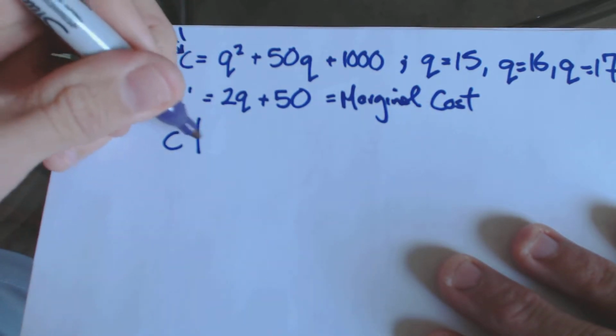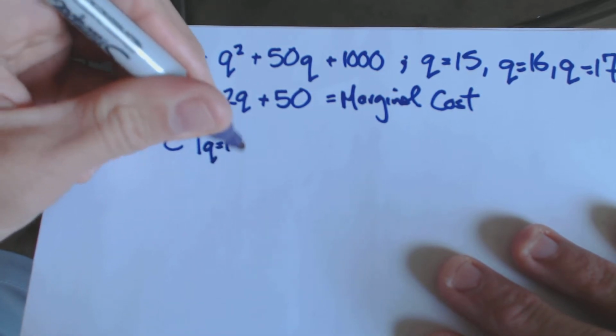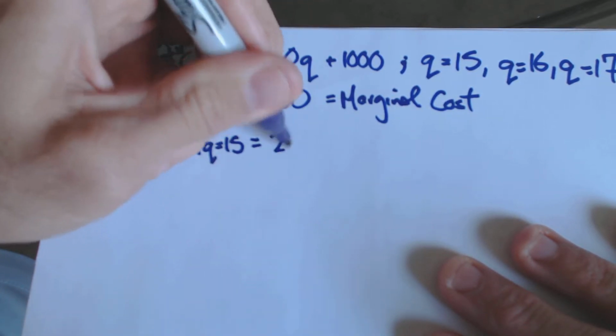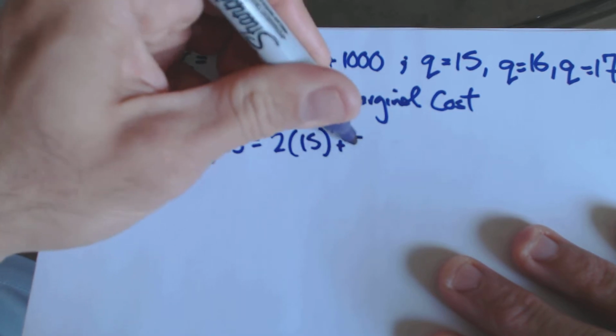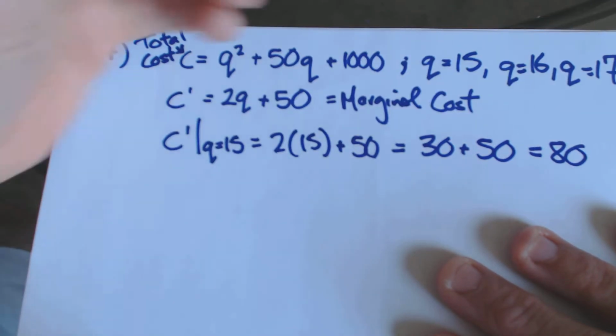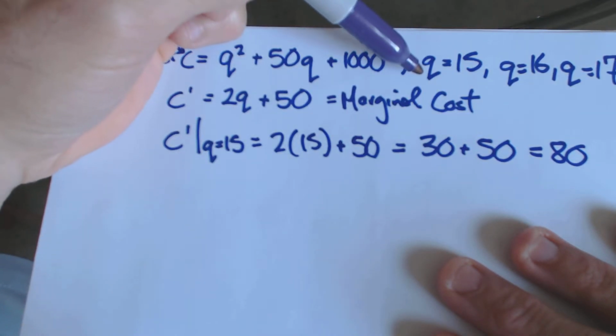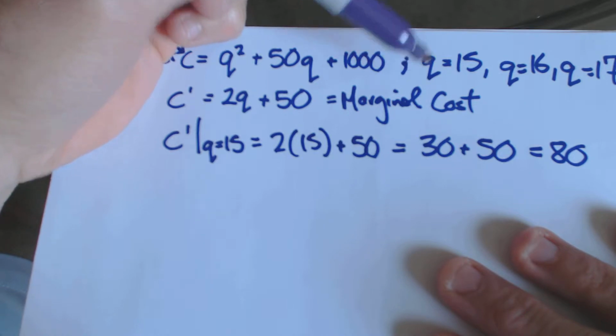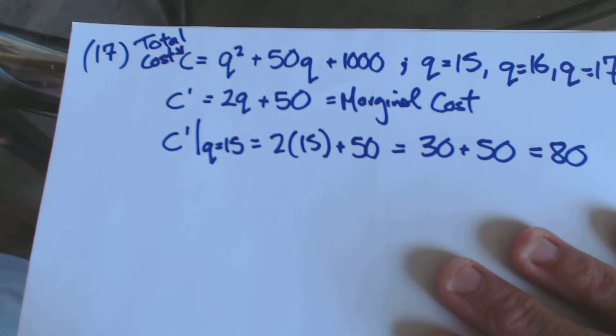And this is total cost. So now we're evaluating the derivative at q equals 15. It equals 2 times 15 plus 50, which equals 30 plus 50, which equals 80. So at an output level of 15 units, the cost of producing one more unit is going to be $80.